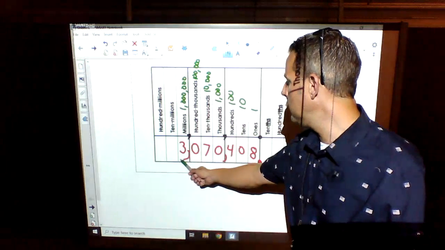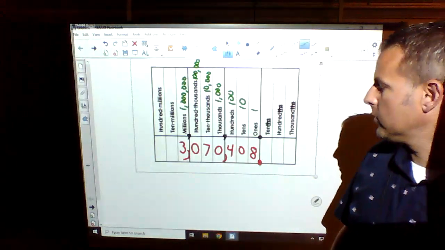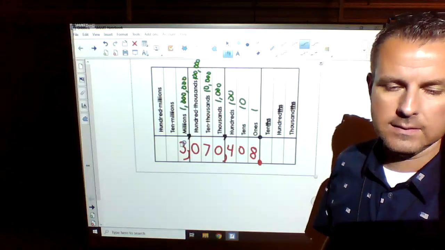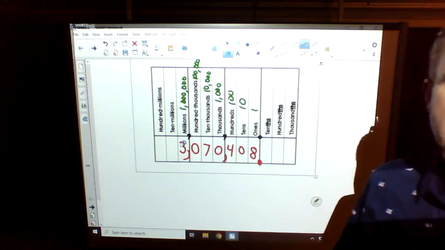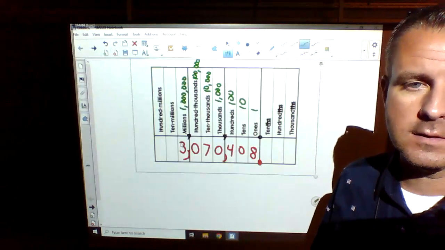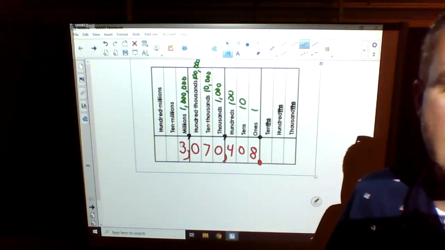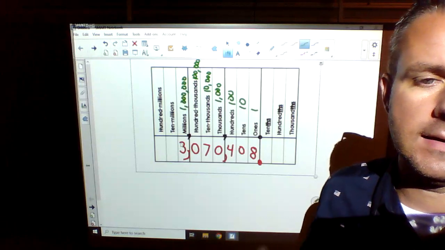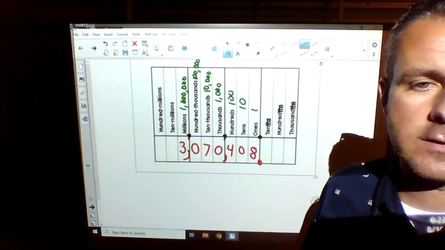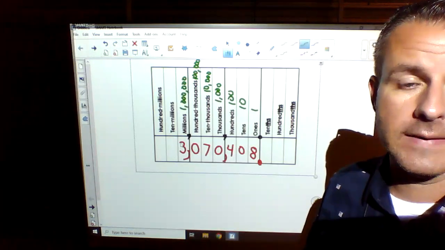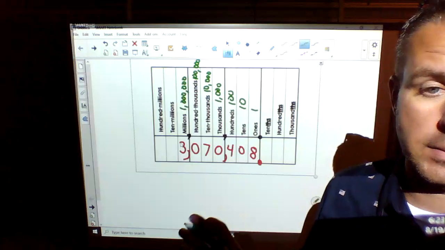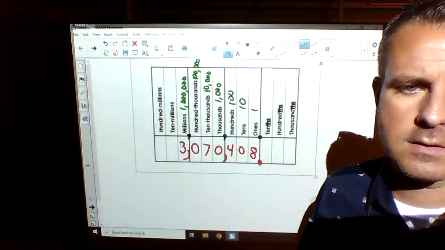So my number here that we're going to be working with today is 3,070,408. So when you're going into expanded form, I'm going to show you two different ways to do it. The first way to do it is you can write what each digit is worth. So what I mean by that is, let's look at the first digit in this number that's not a zero. We don't have to worry about zeros because zeros are just blank. Let's look at the 3.